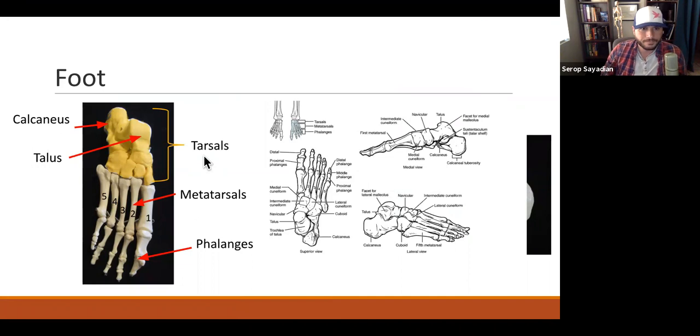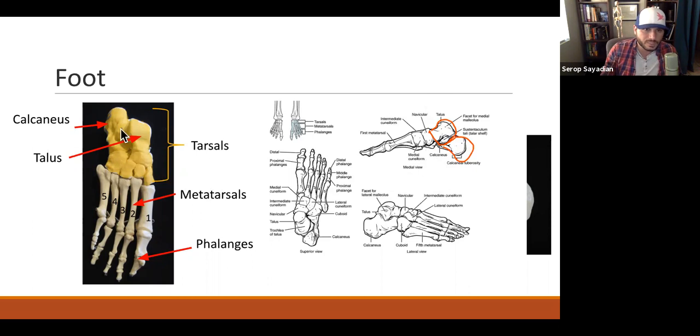Almost done. Okay, so the carpals were the wrist bones. The tarsals are going to be the ankle bones. And the two most important ones are calcaneus and talus. Look at this picture here. Okay, you got talus on top. Talus is actually connecting to tibia and fibula from above, whereas calcaneus is your heel bone.